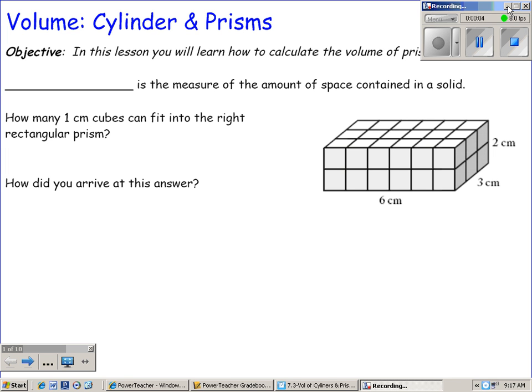Today we're talking about volume of cylinders and prisms. What do cylinders and prisms have in common? Well, they're 3D solids. What else? They both have bases. How many? Two. They have two bases that are the same, right? In a cylinder, it's a circle and a circle. In some other shape, such as a trapezoidal prism, it's a trapezoid and a trapezoid. In an octagonal prism, it's an octagon and an octagon.